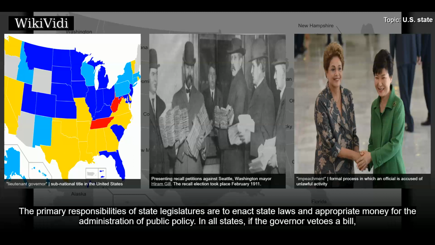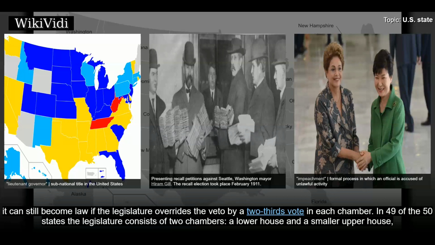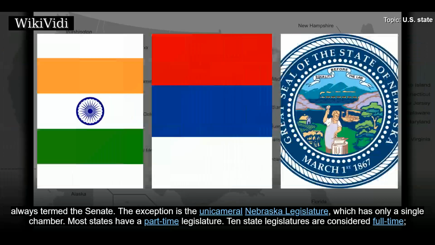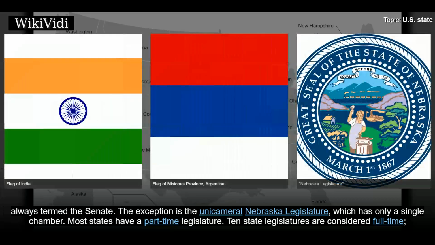The primary responsibilities of state legislatures are to enact state laws and appropriate money for the administration of public policy. In all states, if the governor vetoes a bill, it can still become law if the legislature overrides the veto by a two-thirds vote in each chamber. In 49 of the 50 states the legislature consists of two chambers, a lower house and a smaller upper house, always termed the Senate. The exception is the unicameral Nebraska legislature, which has only a single chamber.